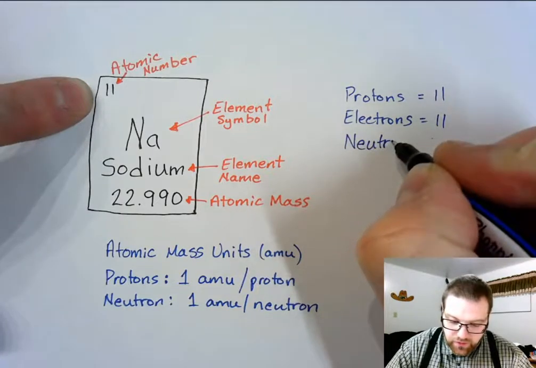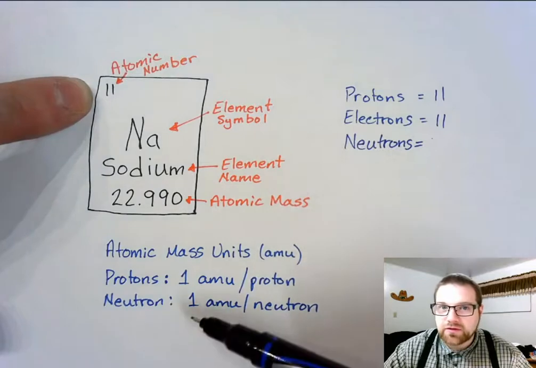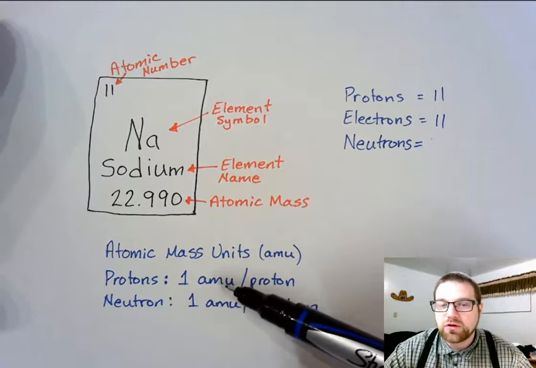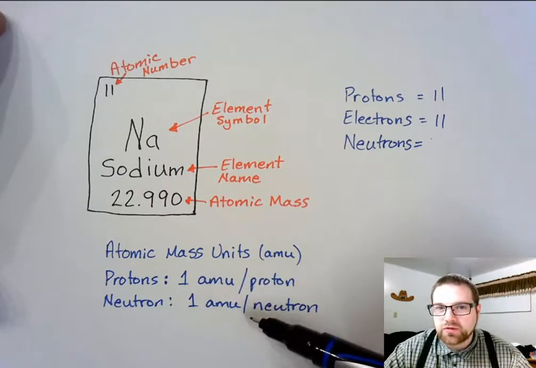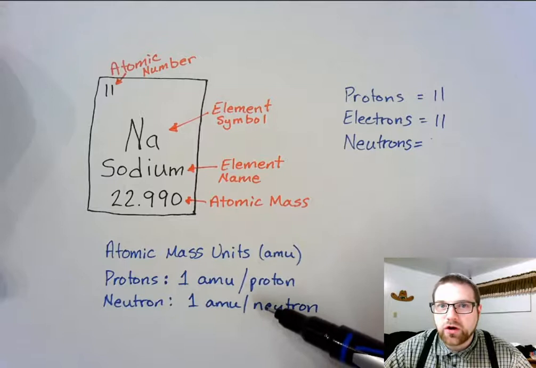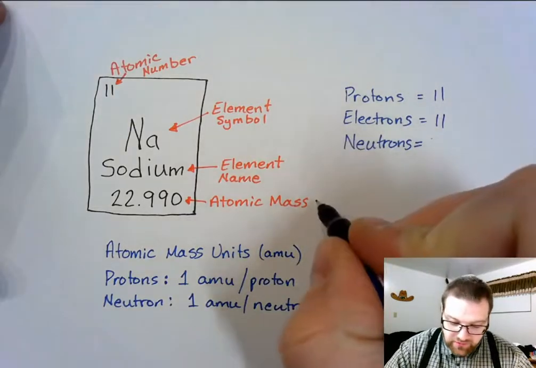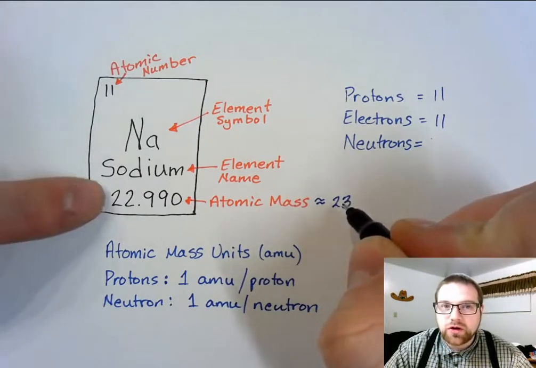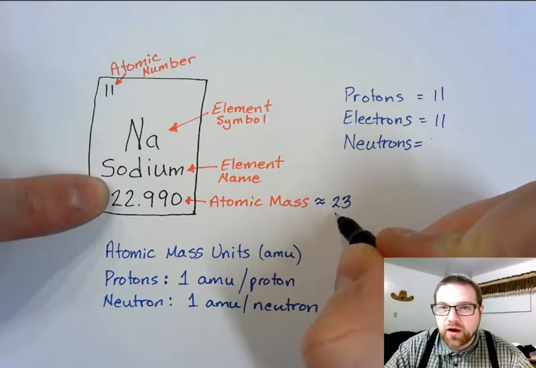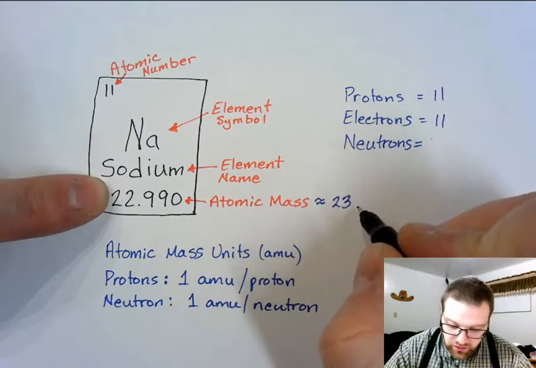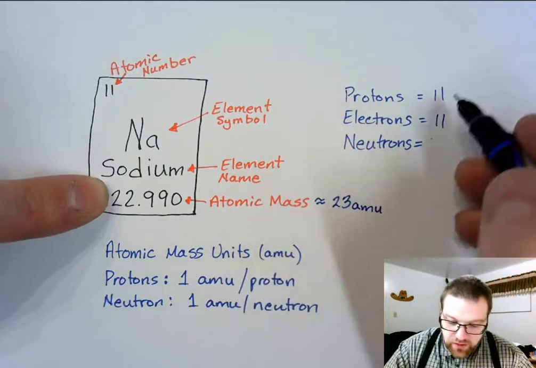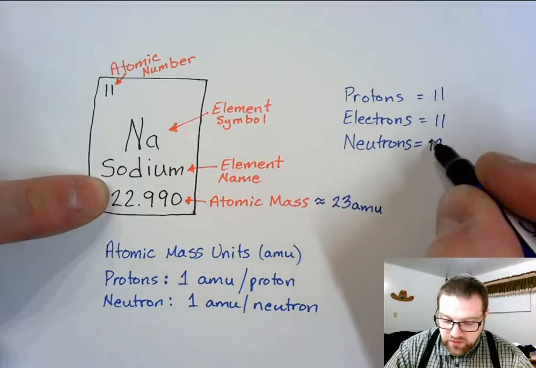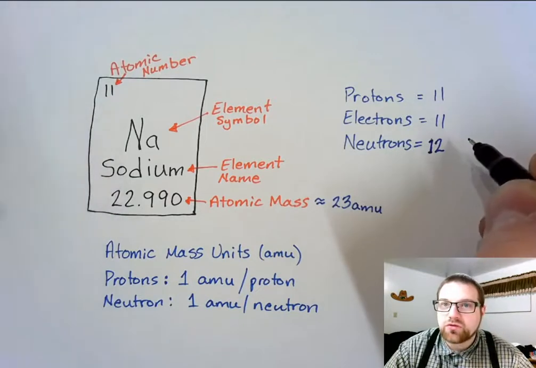The number of neutrons we can find by looking at the atomic mass, since we know there is approximately 1 AMU per proton and approximately 1 AMU per neutron. We have an atomic mass of approximately 23. When we take the 22.99 and round it off, we get approximately 23 AMU. 11 of these come from protons, so 12 of these AMUs would have to come from the neutrons.